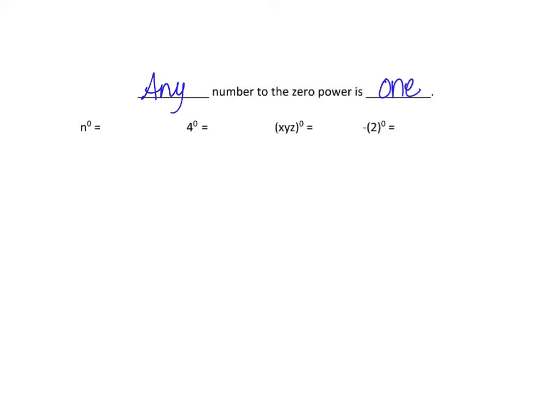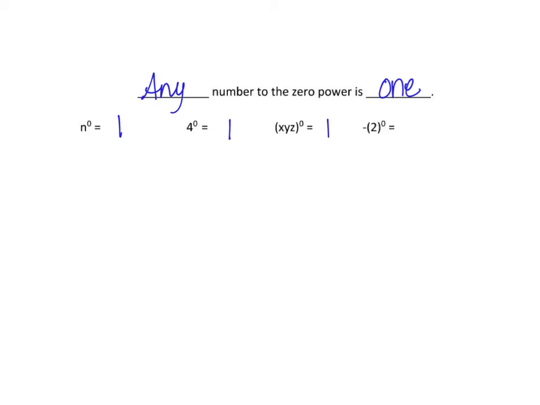So let's look at what we have here. We have n to the 0 power. N, it doesn't matter what it is, so guess what? It's a 1. We have 4 to the 0 power. That has a value of, wait for it, 1. X times Y times Z, all of that to the 0 power has a value of 1.